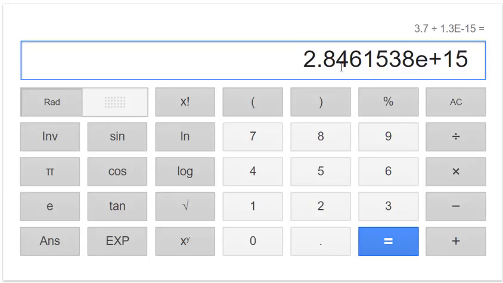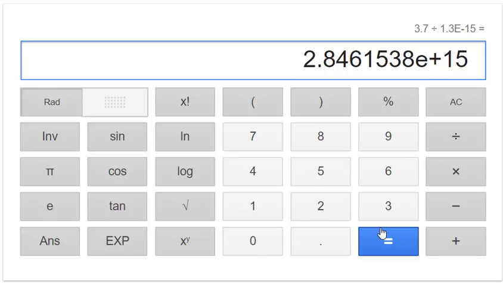And so this reads as 2.8 times 10 to the 15th power. So this is now a positive exponent. And there's that e again. That's calculator talk for times 10. So try not to get that confused. It should be easy. So that's pretty much it.